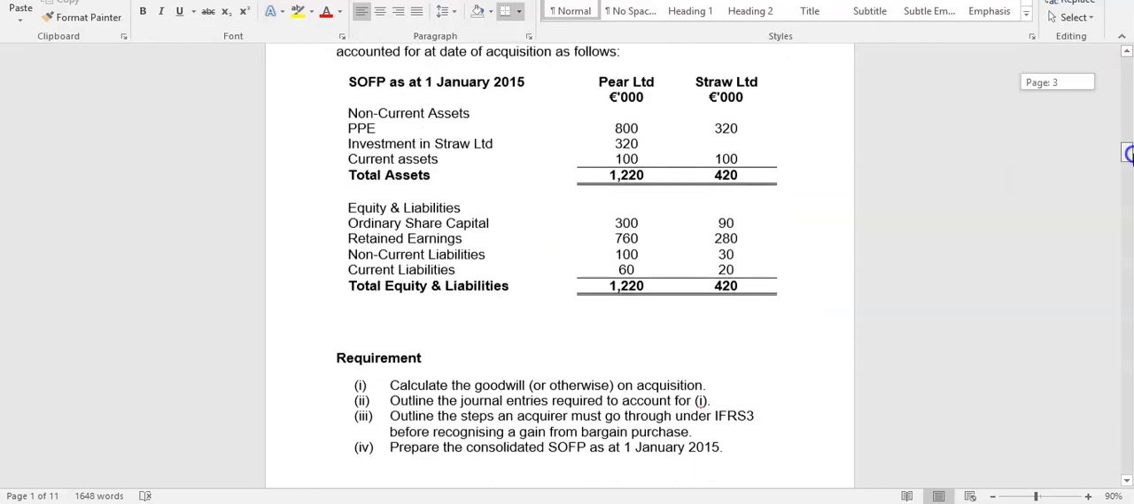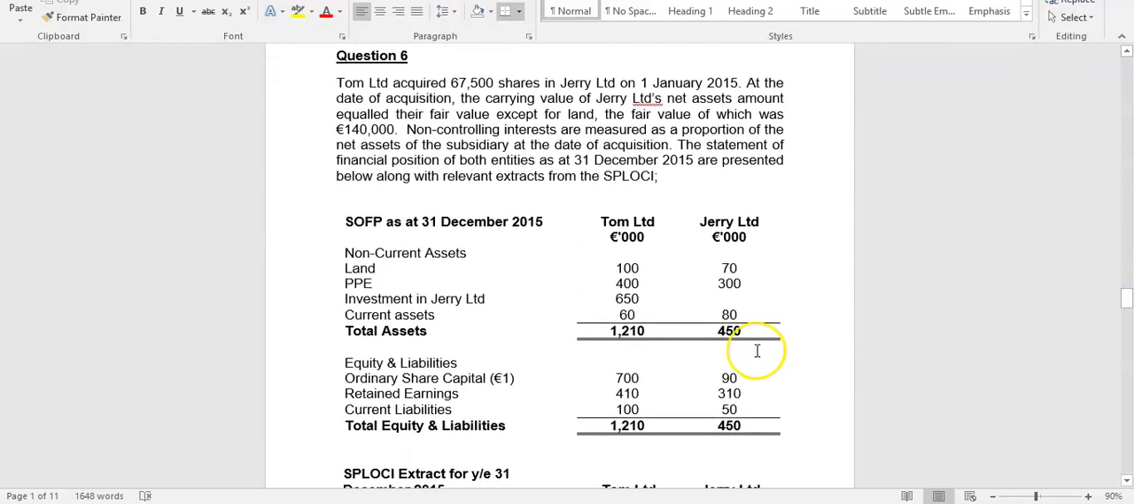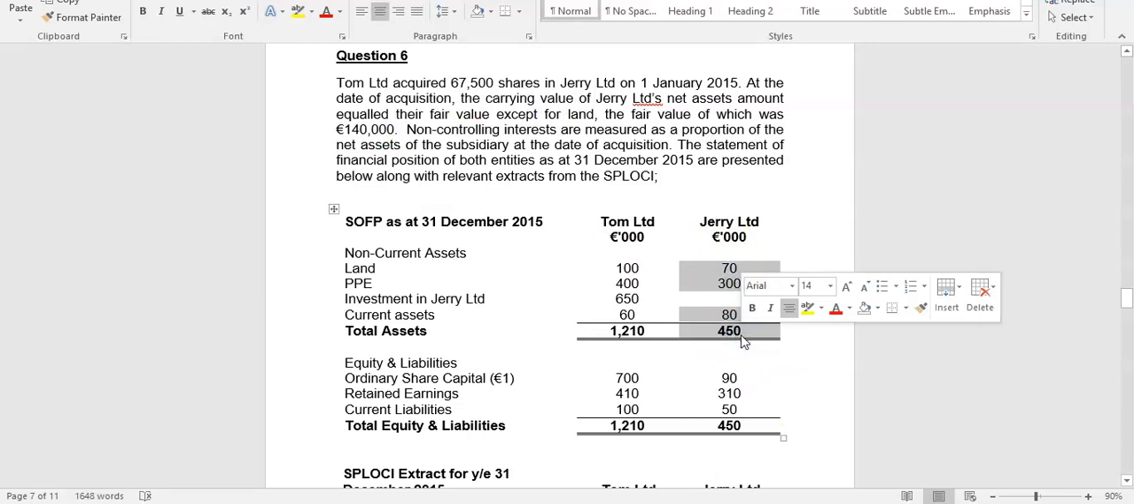Question 6 is a full consolidated statement of financial position. What I like about it is it's bringing everything together. You're going to have an NCI because the parent didn't acquire the full amount of the shares of Jerry. You're going to have a fair value adjustment, which means you're going to have to make an adjustment to the subsidiary's land or buildings because they're undervalued.